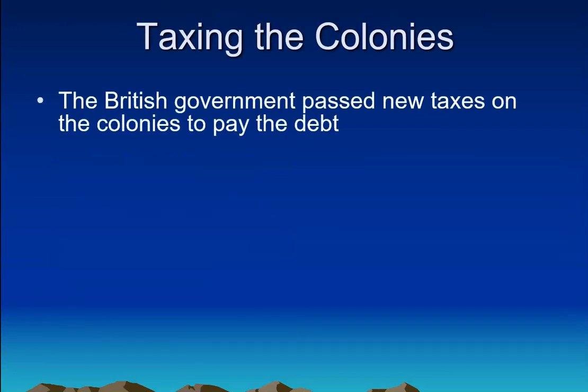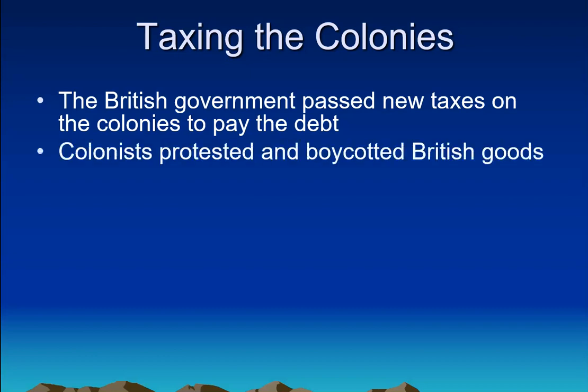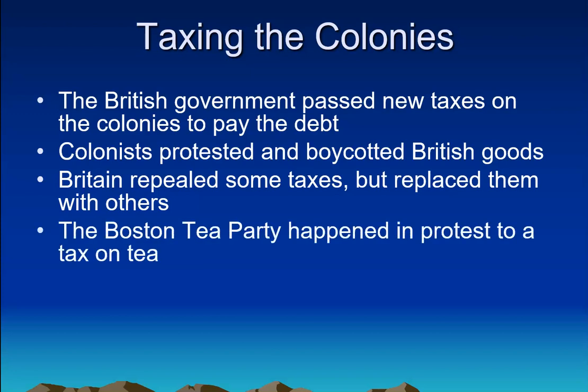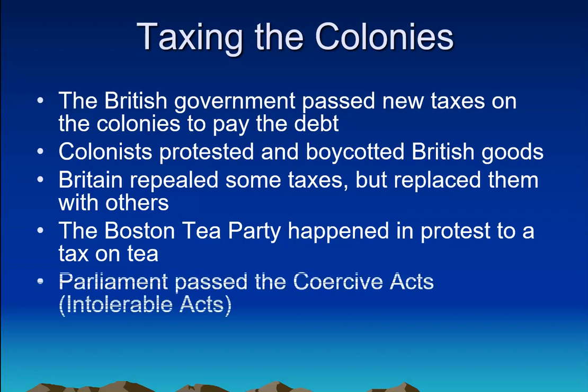So the British government passed new taxes on the colonies to pay for the war debt. The colonists protested, however, and boycotted the British goods. Their main concept was the idea that the British government did not allow them representation in Parliament, and therefore they could not be taxed by Parliament. So, with the boycotts and the protests, the British government kind of backed off a bit. They repealed some of the taxes, but they replaced those with other taxes. The Boston Tea Party happened in protest to a tax on tea.